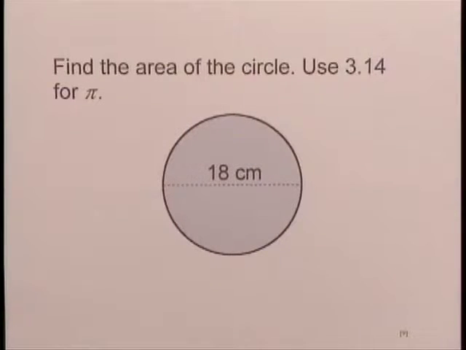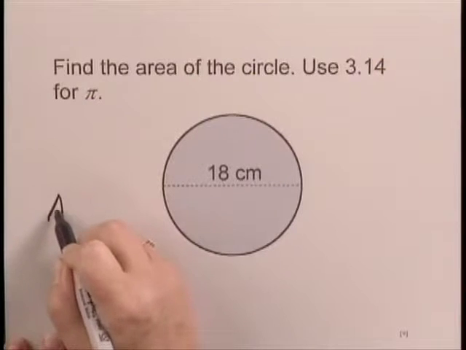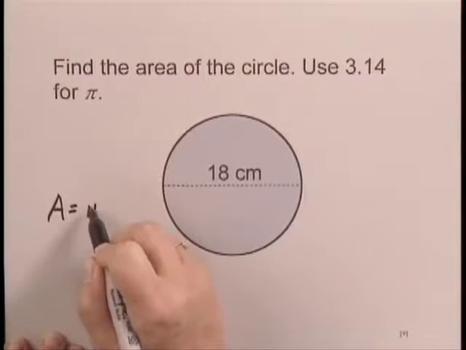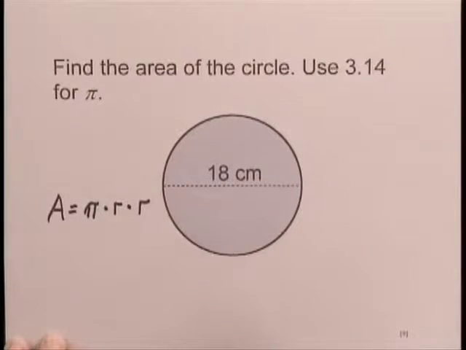For this exercise, we'll find the area of a circle with a diameter of 18 centimeters. We'll use 3.14 as an approximation for pi. Let's first write the area formula. The formula for the area of a circle is the area A equals pi times r times r.